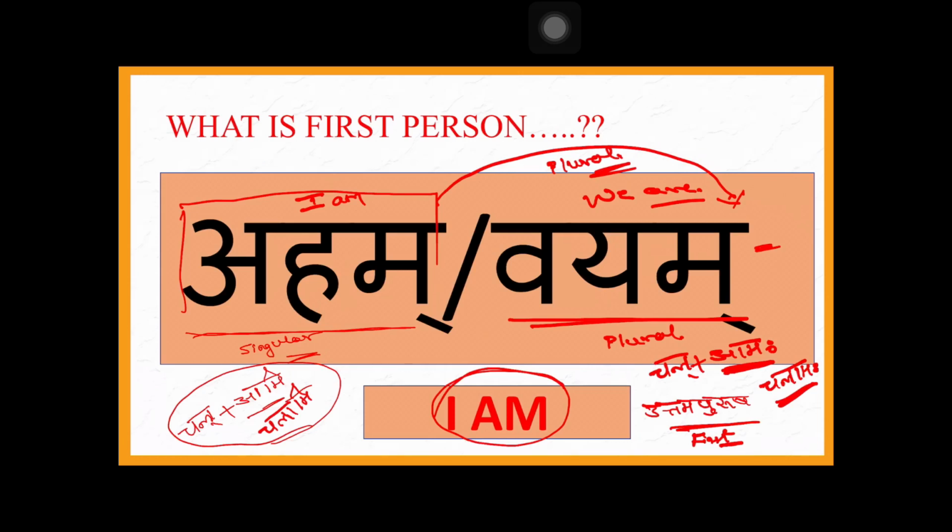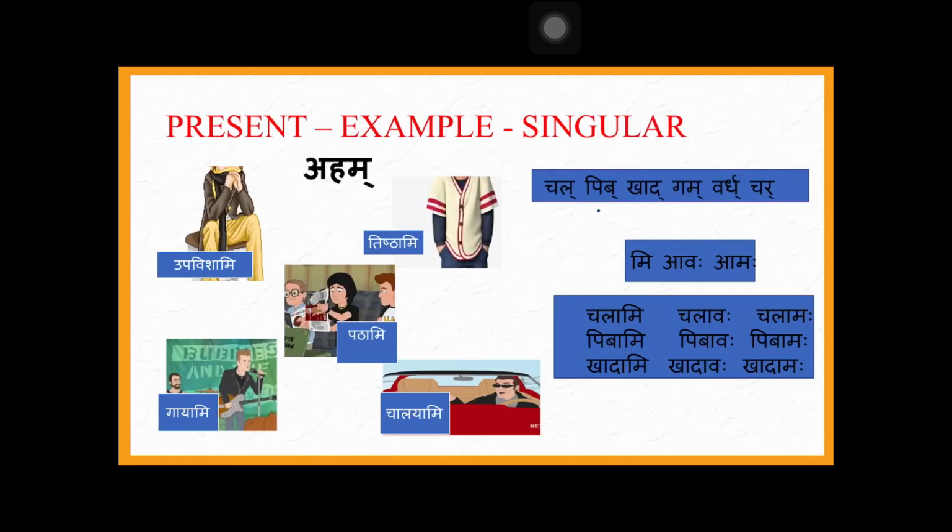Okay, we'll see some examples. Yes, upavishami. Already I have written out here aham. Aham upavishami. Aham tisthami. Aham pathami. Aham gayami. Aham chalayami. See, if you think it's a girl, let us take she. If you think it's a girl, I said aham pathami, right?